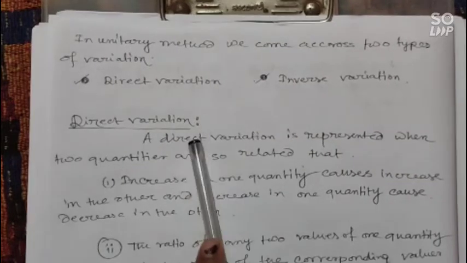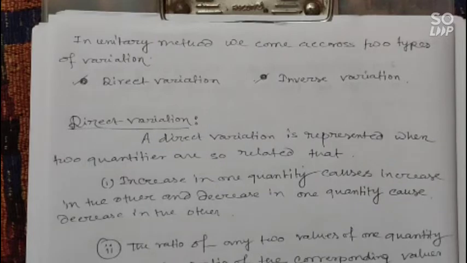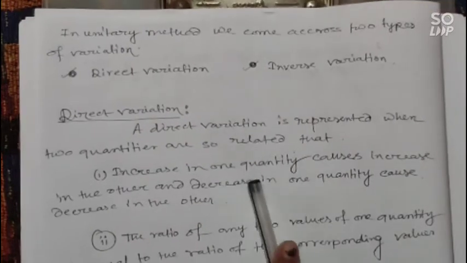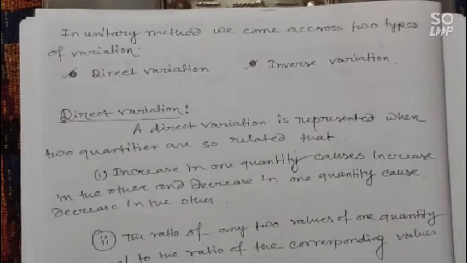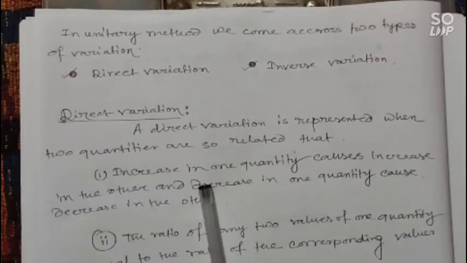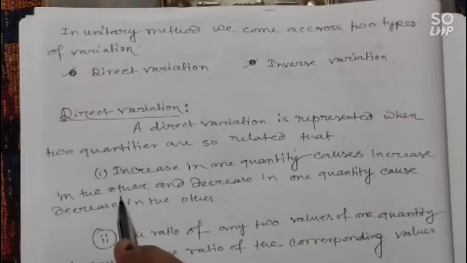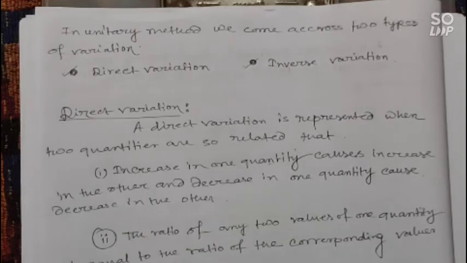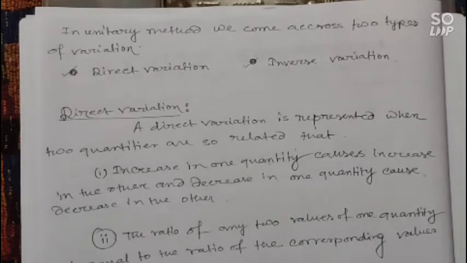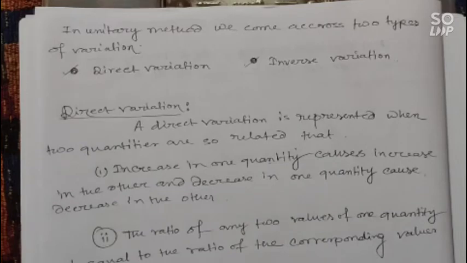Direct variation is represented when two quantities are so related that an increase in one quantity causes the increase in the other and a decrease in one quantity causes the decrease in the other. So, if in a problem two quantities are given and an increase in one quantity causes the increase of the other, and a decrease in one quantity causes the decrease of the other, that is direct variation.